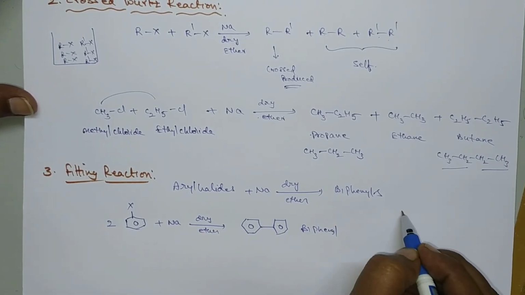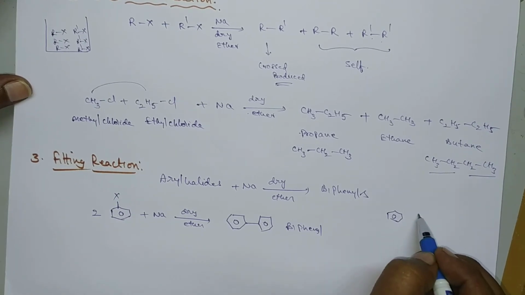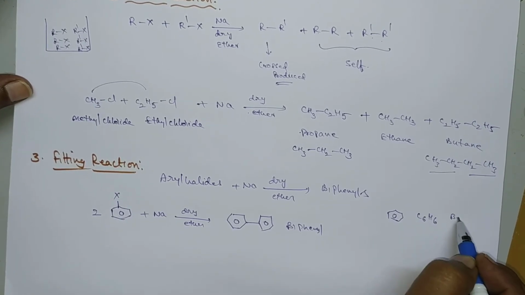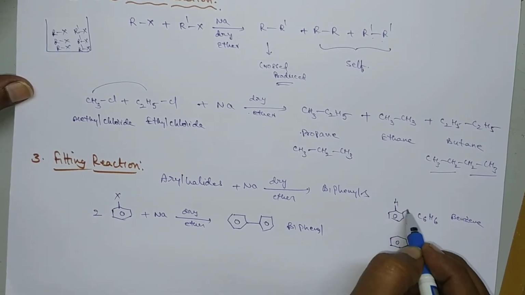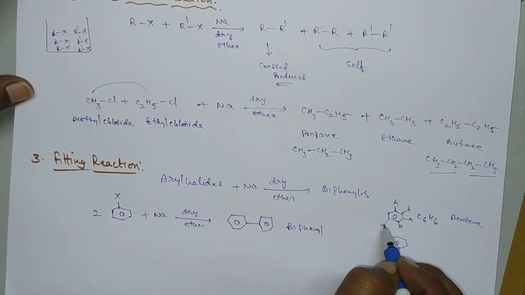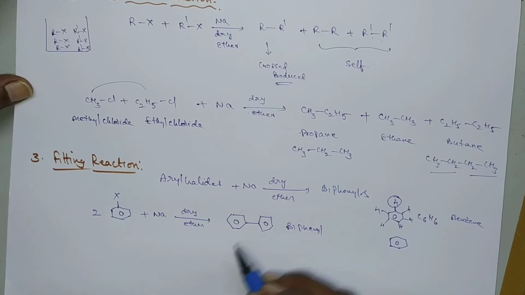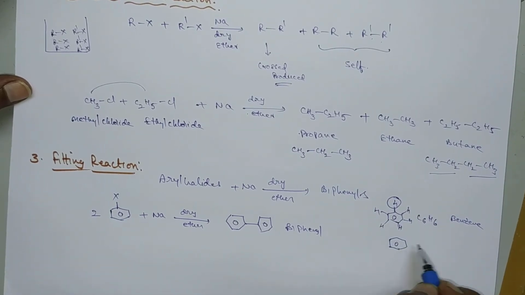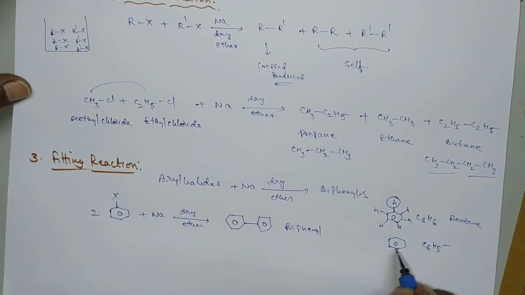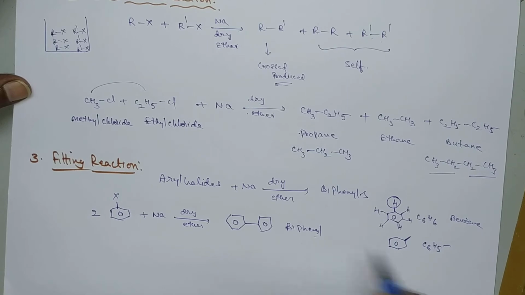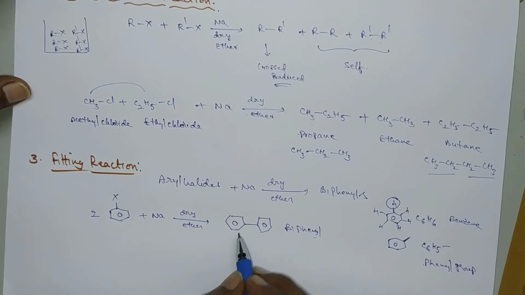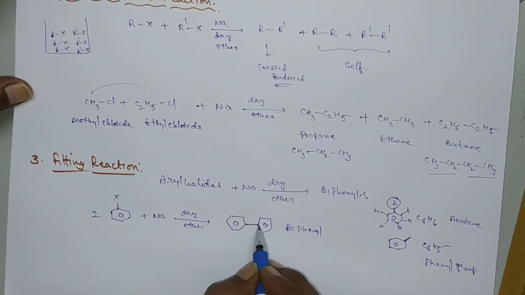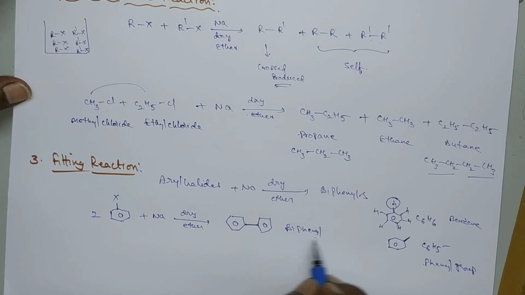So this is the phenyl group. You know, this is benzene. The formula for benzene is C6H6. Here each carbon consists of 1 hydrogen atom. From this benzene, if you remove 1 hydrogen, then we get the phenyl group, C6H5. Where 1 hydrogen is removed, one substitution will be there. So this is called the phenyl group. Here 2 phenyl groups are attached to each other by a carbon-carbon single bond. That's why this is called biphenyl.